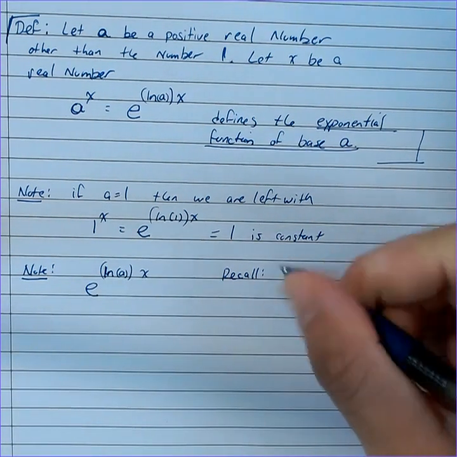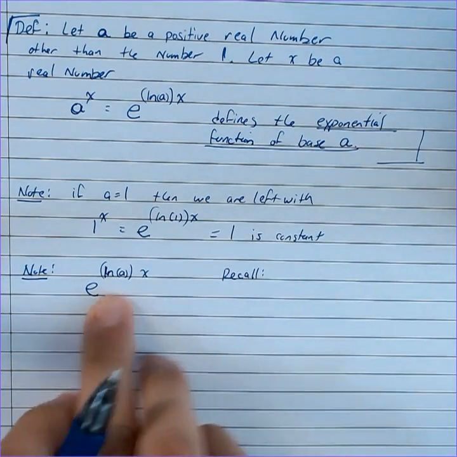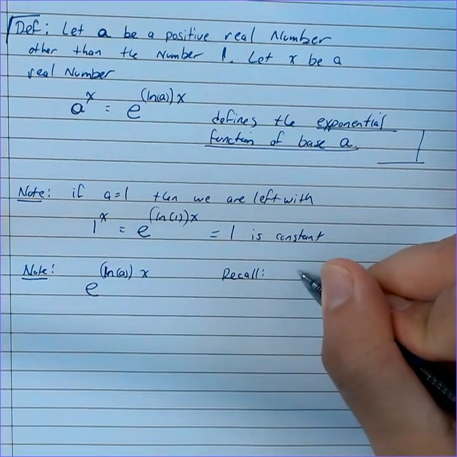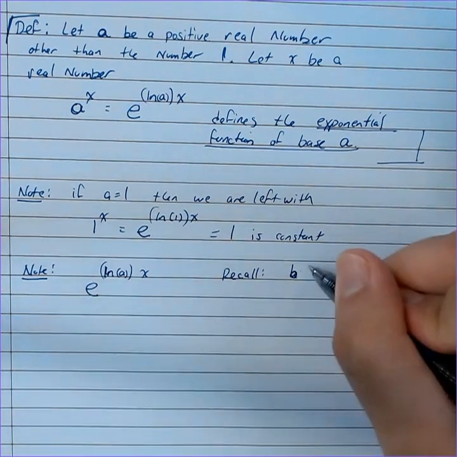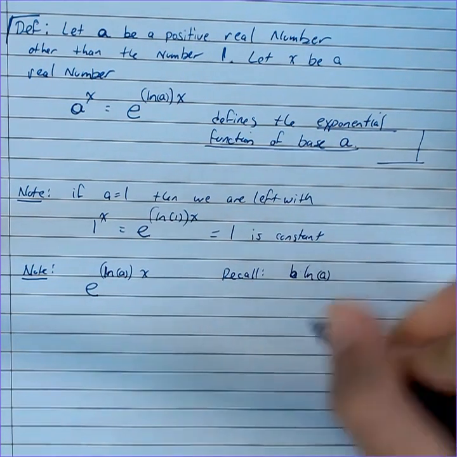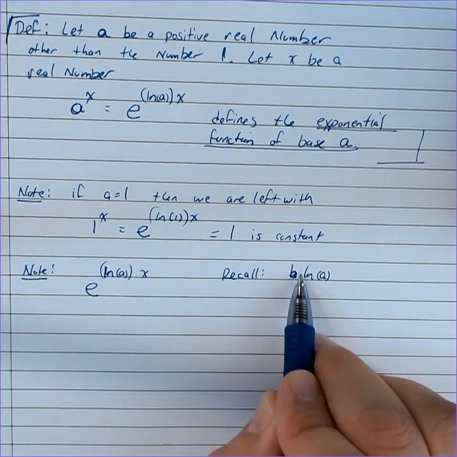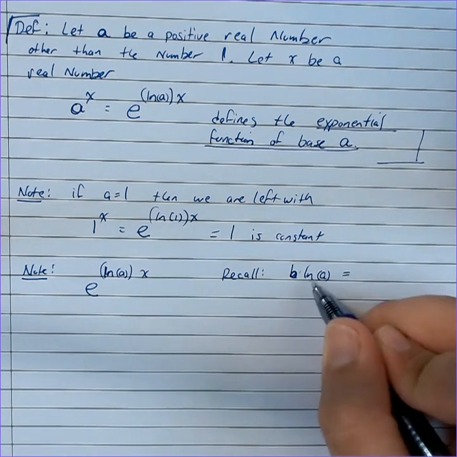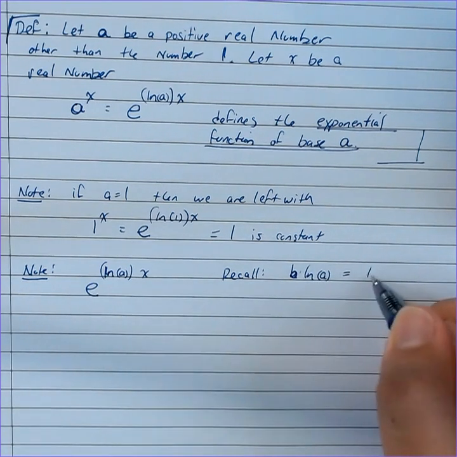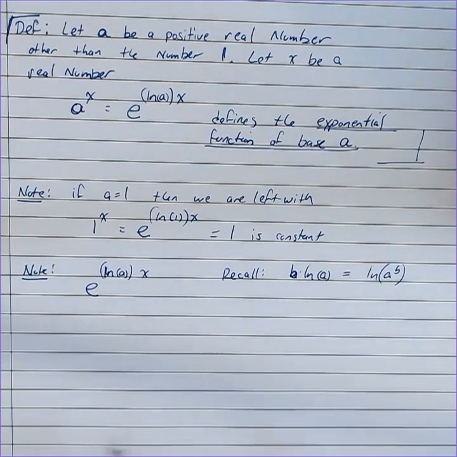Recall that if you have an exponential function, a logarithmic function, let me use the same letters here. So b natural log of a. If you have the natural log of something and you're multiplying it by some value, that's the same as saying, oh, that's the natural log of a raised to the power of b. This is an algebraic property of a logarithm.